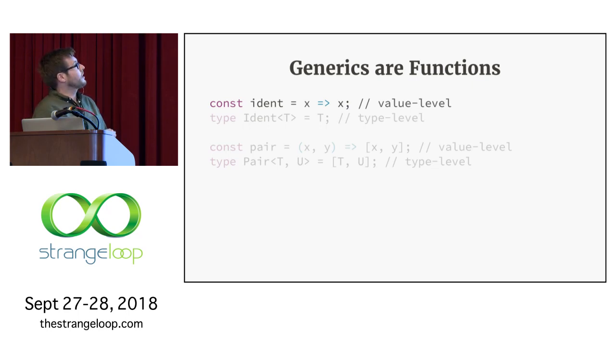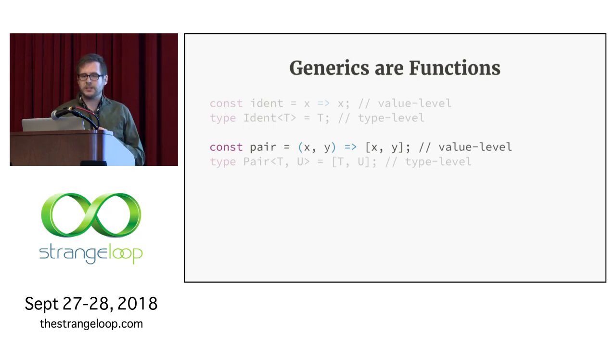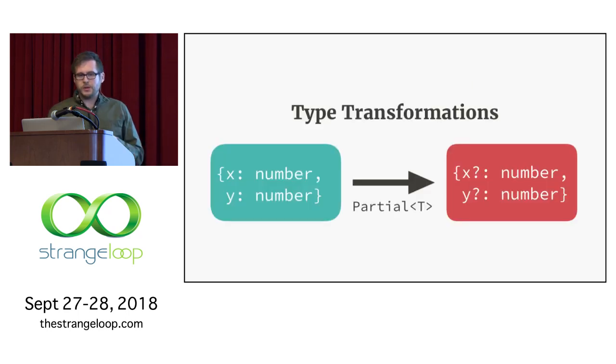Generics also map in a really direct way to functions, so we could create an identity function that takes a value x and returns it. We could create an identity type that takes a type t and returns it. We could create a function that takes an x and a y and returns a pair of x and y. We could create a type pair that takes types t and u and returns the tuple type of those two things. So a lot of the things that we're used to thinking about in terms of functional programming in the value realm map into the type system as well. So we start to see that there is a way we can reason about solving this sort of problem.